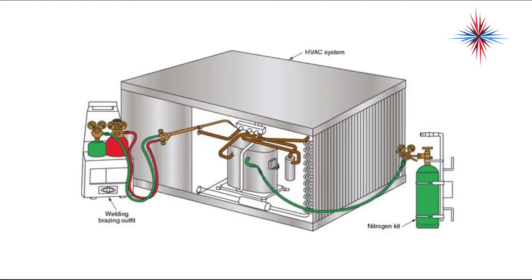So again, you have your system. If you are brazing any place on a system, make sure you allow a low pressure charge of nitrogen to flow through the system from the low side to the high side, or from the high side to the low side. Usually go whatever direction. If it's a heat pump, be careful about where the reversing valve is. And again, just remove the Schrader cores on each side.